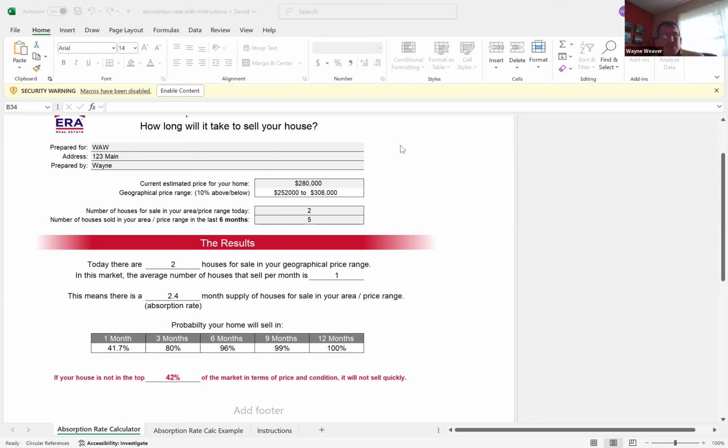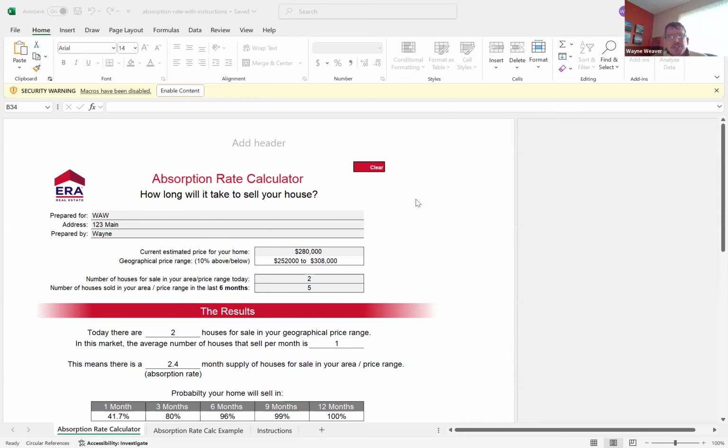So this is the absorption rate calculator. I'm going to just pause after each, but if you do have any questions while I'm going through it, please don't hesitate to unmute. Any questions on the absorption rate calculator? All right, perfect.